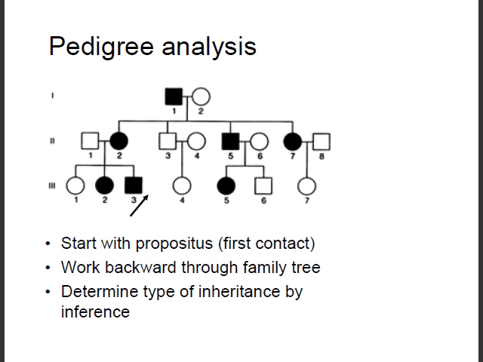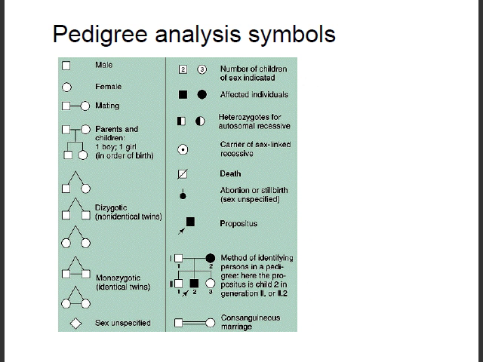You start with a propositus, a person who first comes to the doctor and says, I got a problem, and you work your way back through their brothers and sisters, through their parents, through their grandparents, aunts and uncles, cousins, etc. And you determine the type of inheritance by inference, whether the disease is dominant or recessive, whether individuals within those generations have dominant or recessive traits, whether they're carrying the dominant or recessive alleles, what's their genotype, and the overall inheritance of the disease.